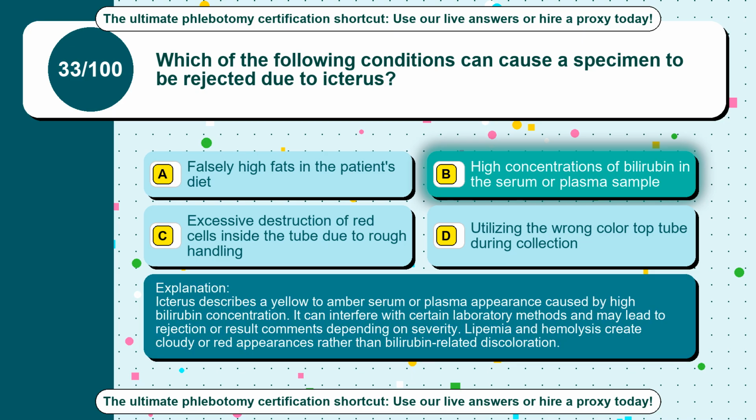Icterus describes a yellow to amber serum or plasma appearance caused by high bilirubin concentration. It can interfere with certain laboratory methods and may lead to rejection or result comments depending on severity. Lipemia and hemolysis create cloudy or red appearances rather than bilirubin-related discoloration.